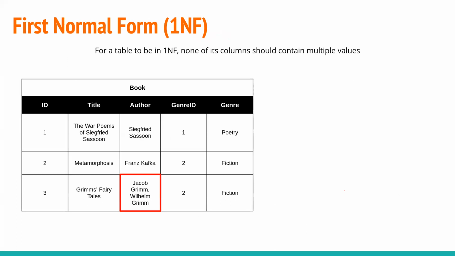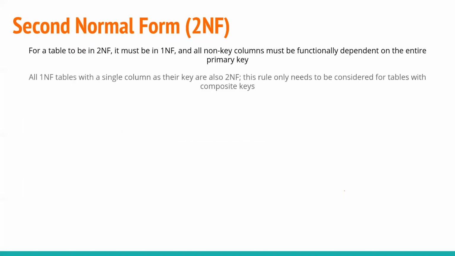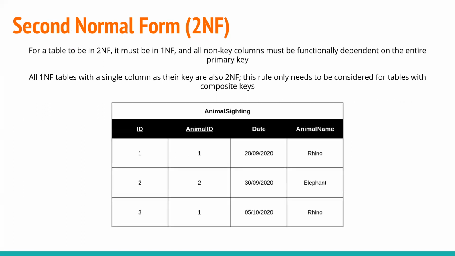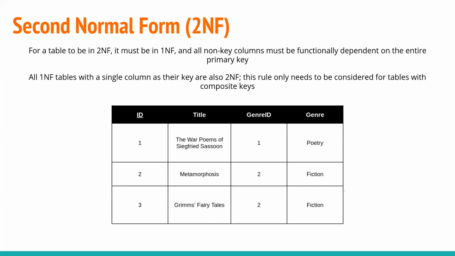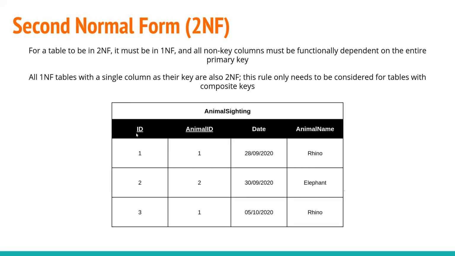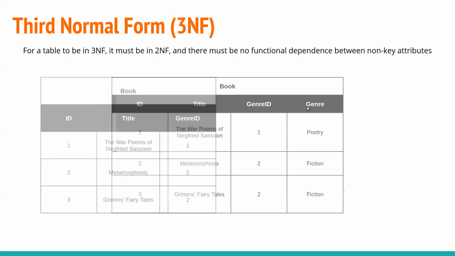So no column should contain multiple values. That's 1NF. 2NF, it must be in 1NF, and all columns should be functionally dependent on the entire primary key. A little trick you can remember there: if you've only got one column in your primary key, it's already in 2NF. You don't have to look at it more. This rule only needs to be considered when you have a composite key, more than one column in your key.